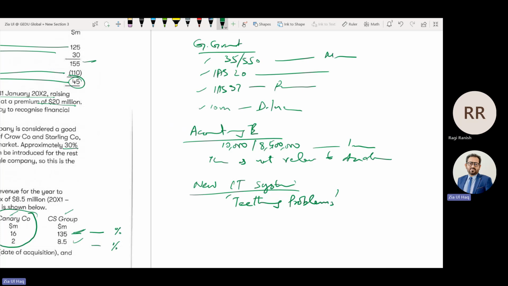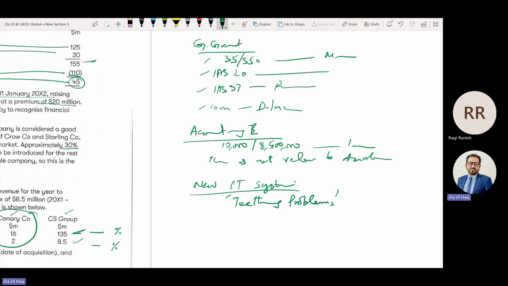Teething problem is associated with a child. At the early stage of teething, he cries, and nobody can understand why he's crying. He is feeling some itching in his teeth, but nobody can understand why he is crying. It's the same issue with a new IT system, because there could be some bugs at an early stage.